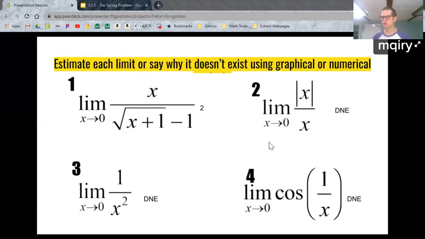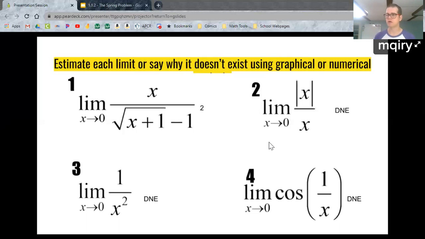Number 1, you could also plug in numbers nearby to see what it is. With the square root, I doubt a lot of you did that. I would bet that most of you just graphed it, and that's fine. Number 2, numerically or graphically, it's about the same. When you plug in negative numbers, you're getting values that are -1. But when you plug in positive numbers, you get +1. Those aren't going to the same thing, so the limit doesn't exist.